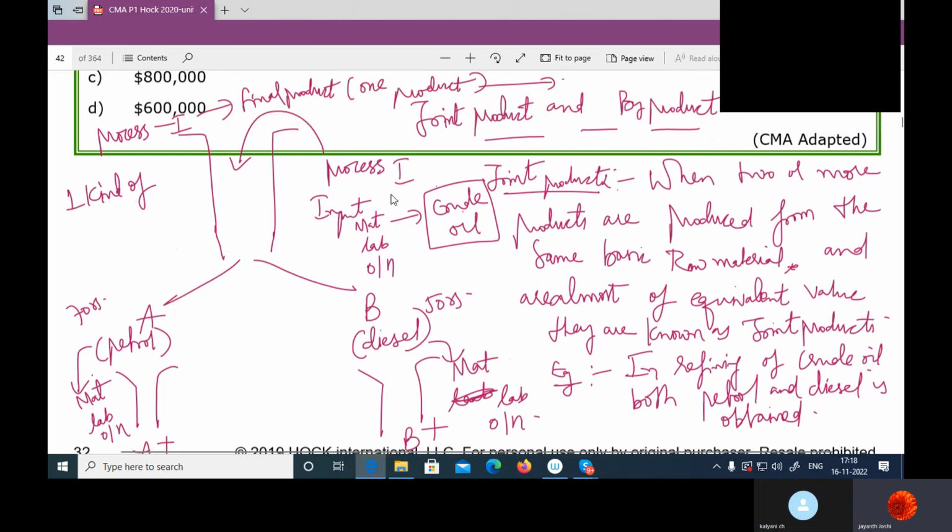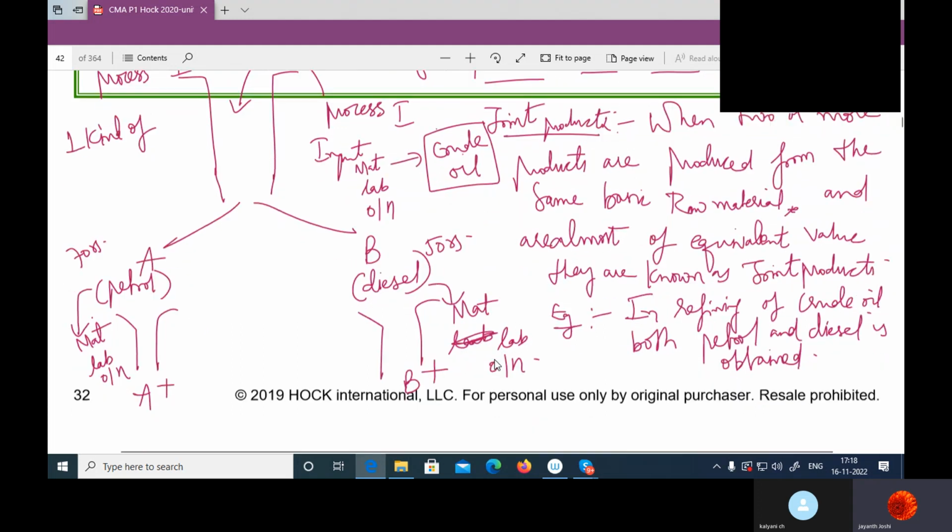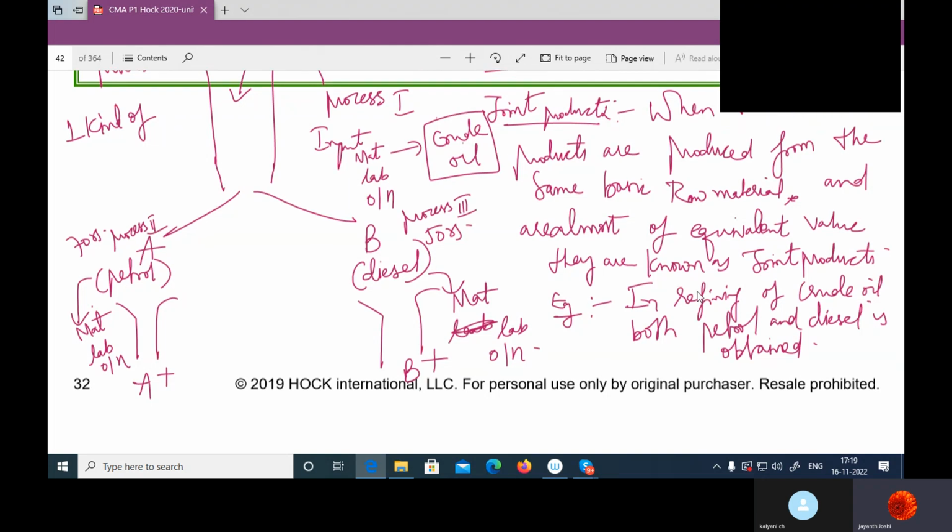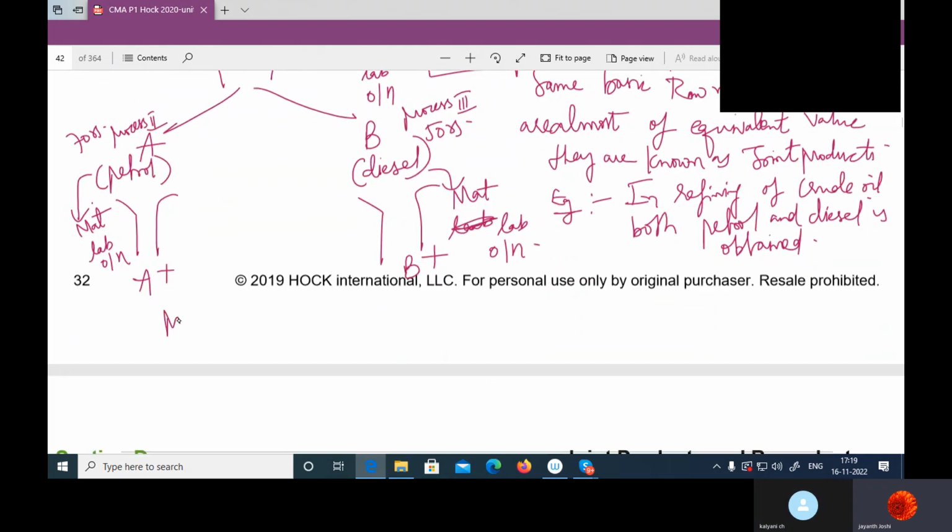But for making petrol and diesel, the raw material used is crude oil. So what is the joint product here? Petrol and diesel. Okay, process 1, then process 2, and then process 3. So to make A plus, two types of process are involved, process 1 and process 2. For B plus, process 1 and process 3.